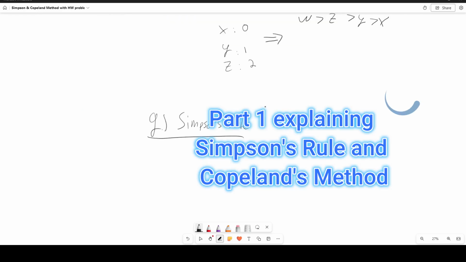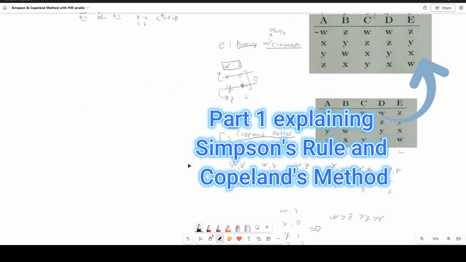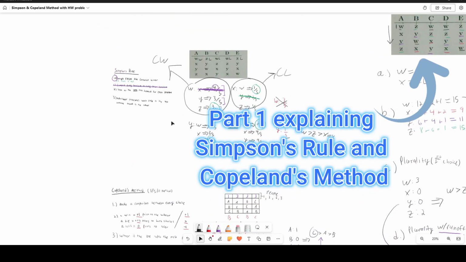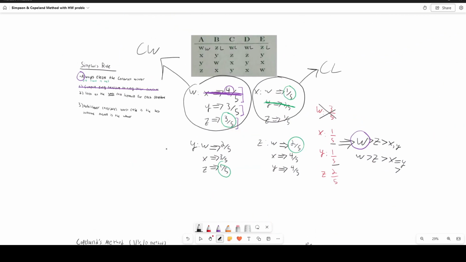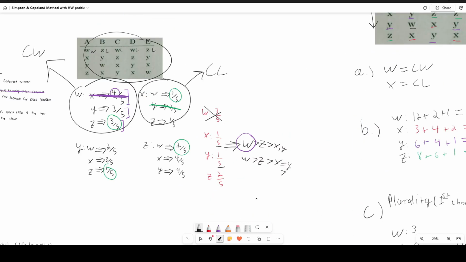G is Simpson's Rule, but if we go back up to the very first thing we did, Simpson's Rule with this exact table here. So we know our outcome should be W and then Z and then X and Y, which again makes sense because we know W is our Condorcet winner, so it has to come first, and we know X is in last place. Even though it's tied, it's still in last place, and it's our Condorcet loser, so it should be in last place.